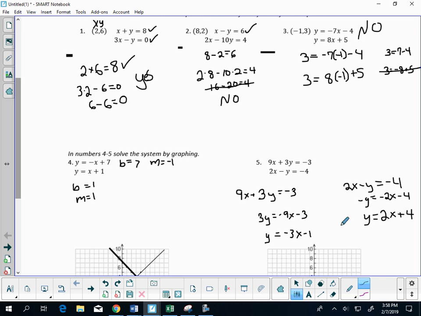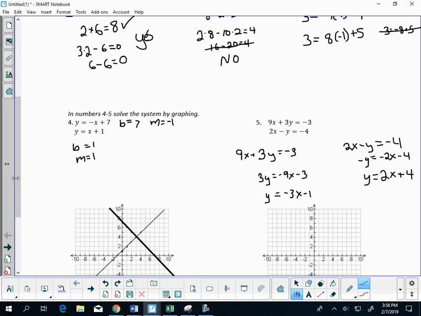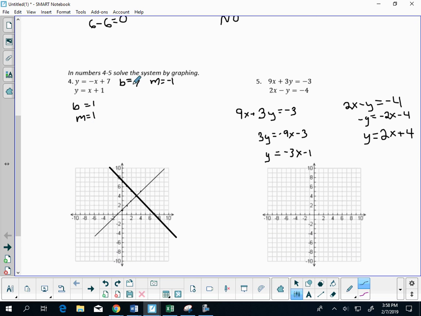All right. The next one, we want to solve that by graphing. What's nice is that is already in slope-intercept form for you. So my y-intercept is 7. I put a dot at 7. My slope is negative 1. I go down 1, right 1. I can do that a couple times. Draw my line. For the bottom equation, my y-intercept is 1. Put a dot at 1. My slope is 1 as well. Up 1, right 1. Rise over run. Draw my line, and it looks like it is crossing at 3, 4.